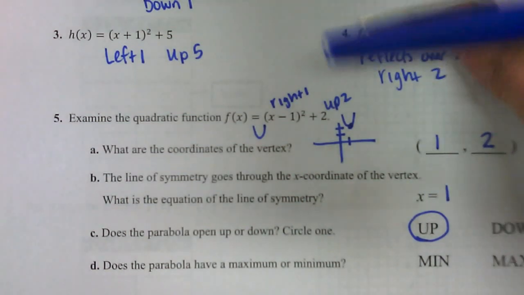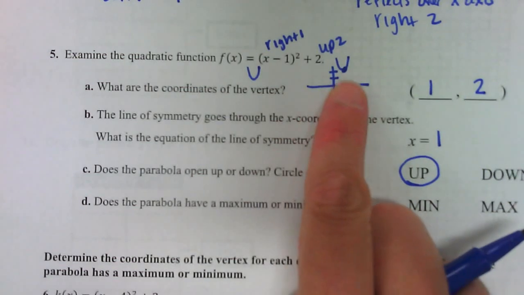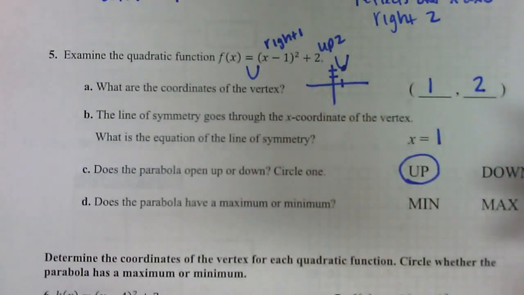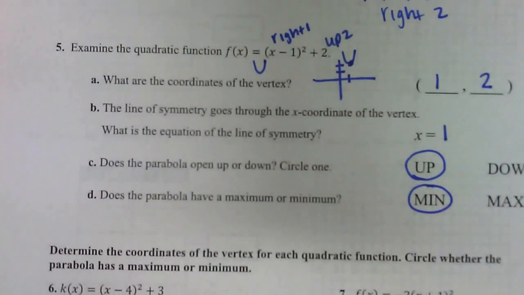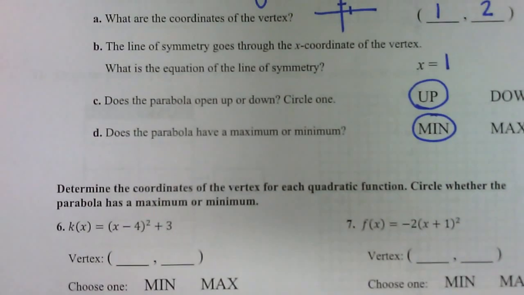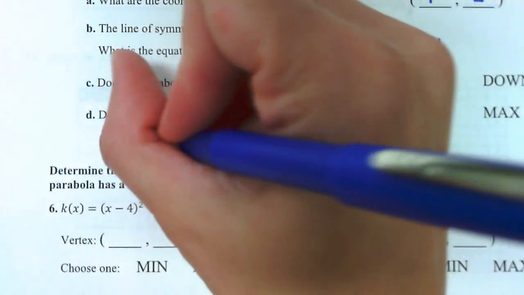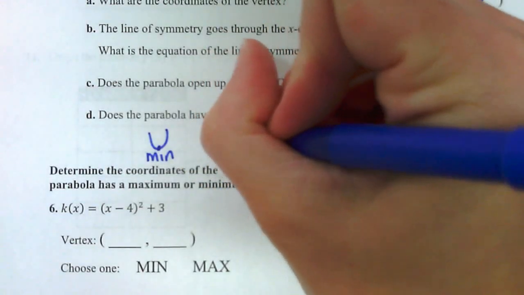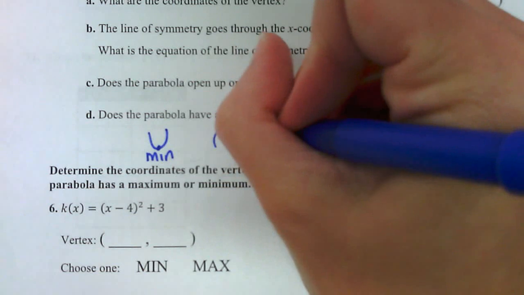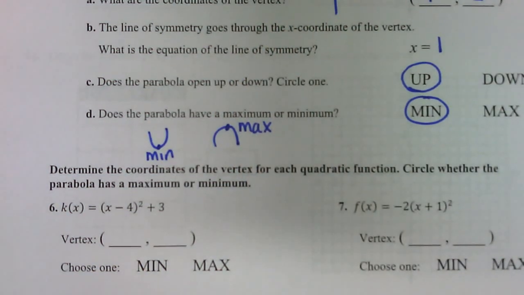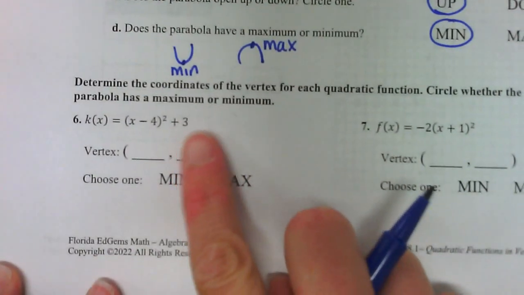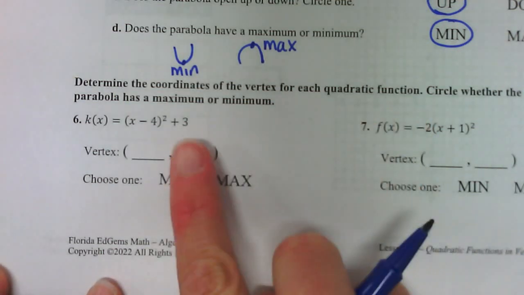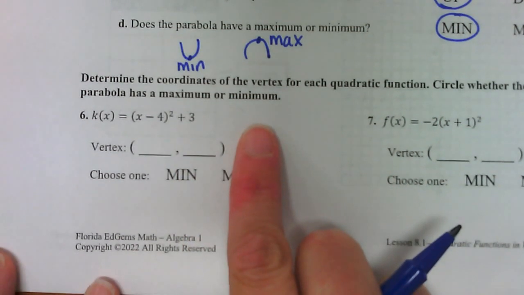My parabola opens up. When my parabola opens up, the bottom of the graph is the minimum. Okay. When a parabola opens up like this, the vertex is a minimum. When the parabola opens down like this, the vertex is a maximum. Determine the coordinates of the vertex and circle whether it's a max or a min.